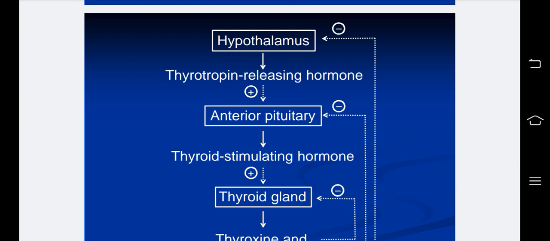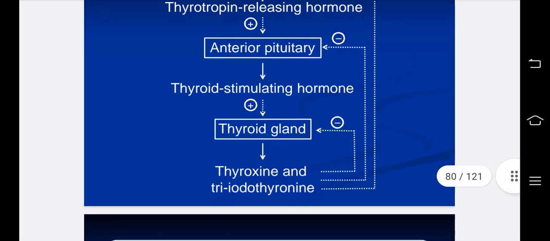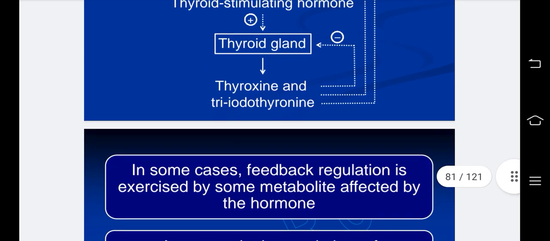So hypothalamus is there, which secretes thyrotropin releasing hormone, anterior pituitary, thyroid stimulating hormone, thyroid gland, thyroxine, and triiodothyronine.